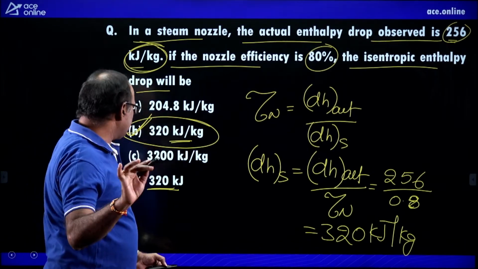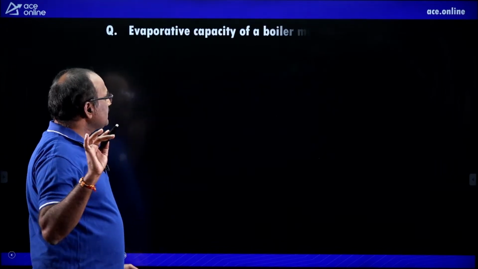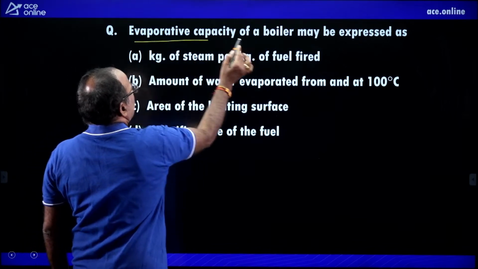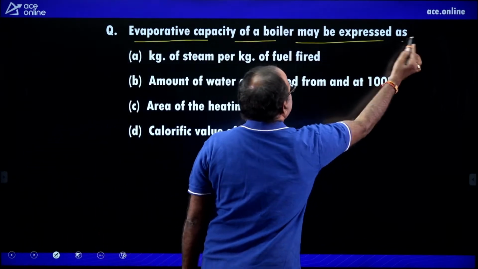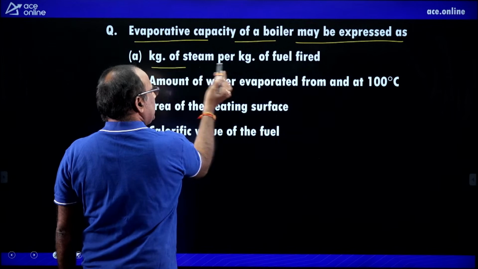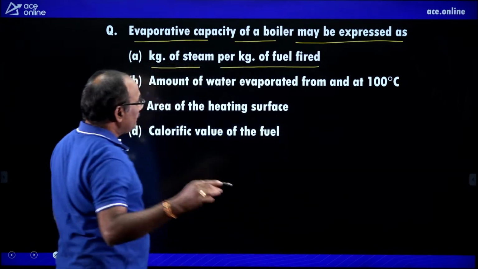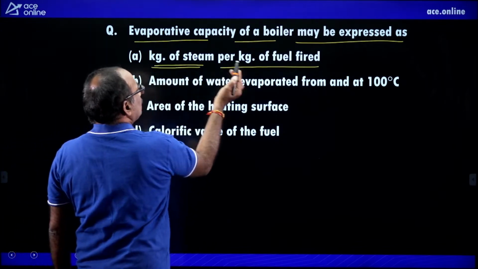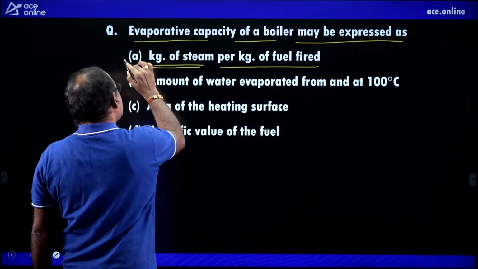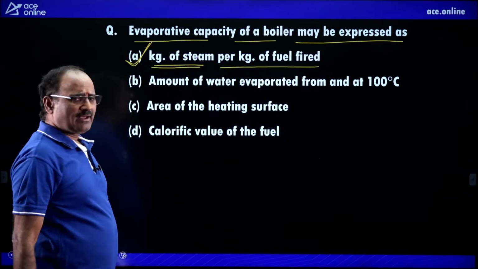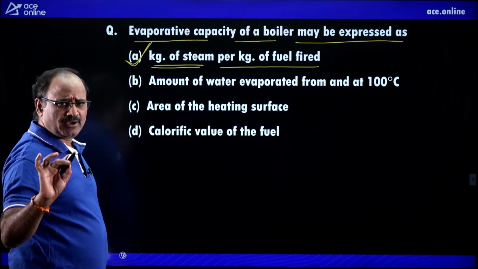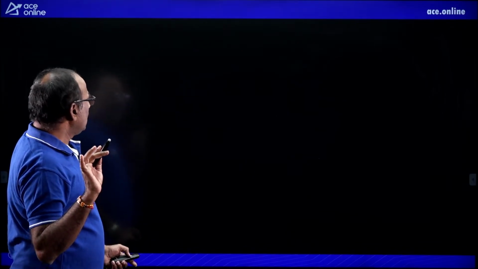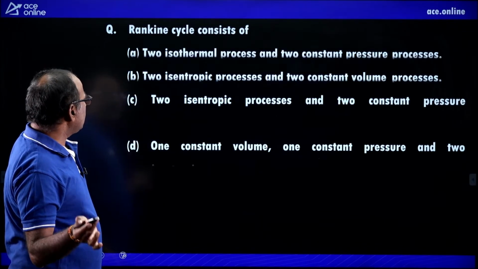Okay? Similarly, look at the next question. Try to read it clearly. It is asked like this. Evaporative capacity of a boiler may be expressed as kg of steam per kg of fuel fired. That means kg of steam produced per kg of fuel fired. That is absolutely correct statement for evaporative capacity of a steam boiler. This is connected to the steam boiler. Okay. Similarly, look at the next question. Try to read it clearly.